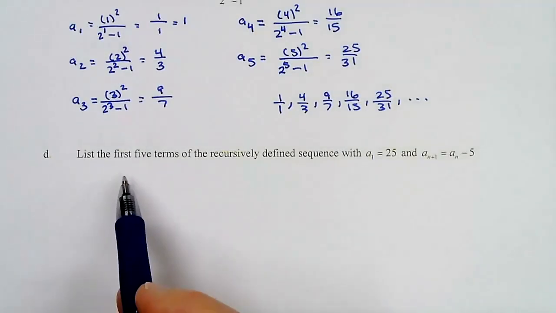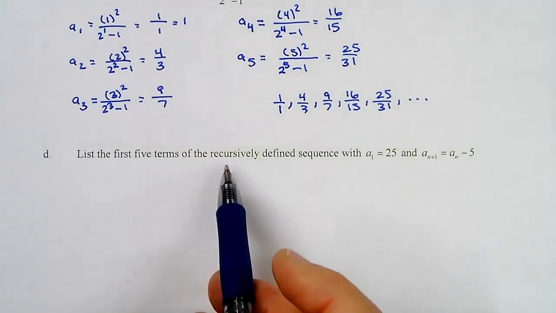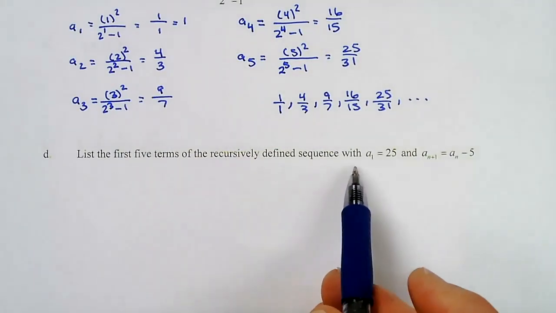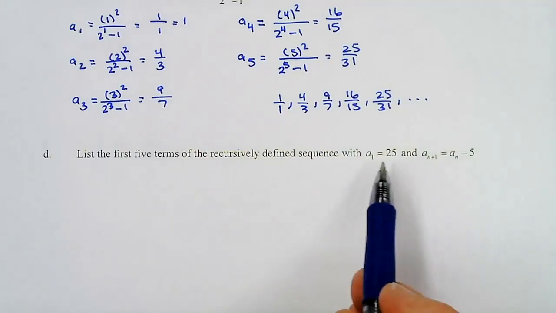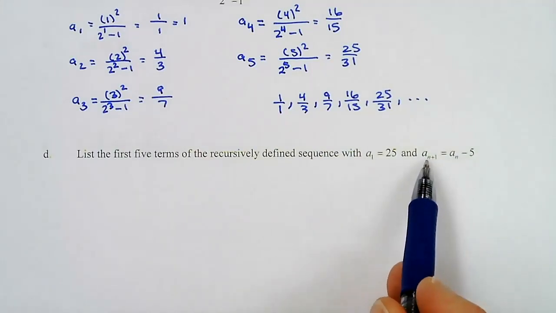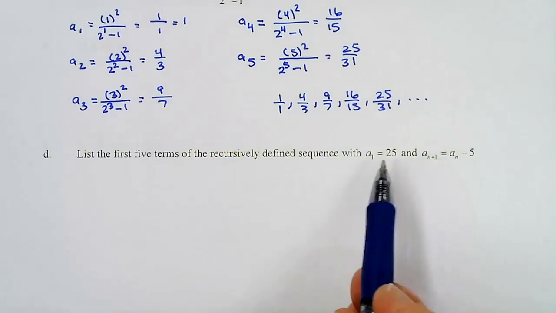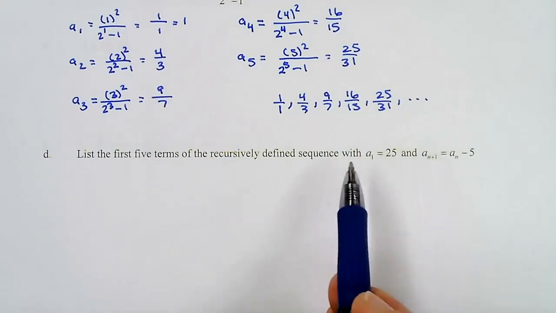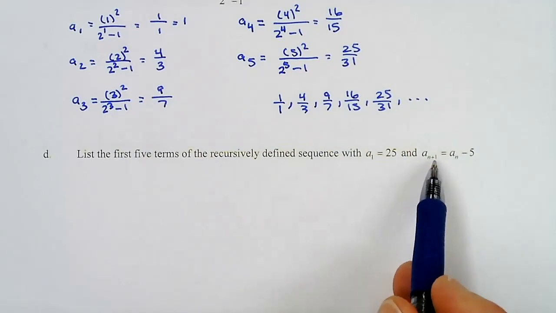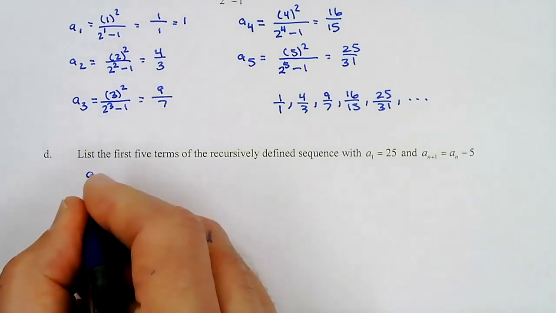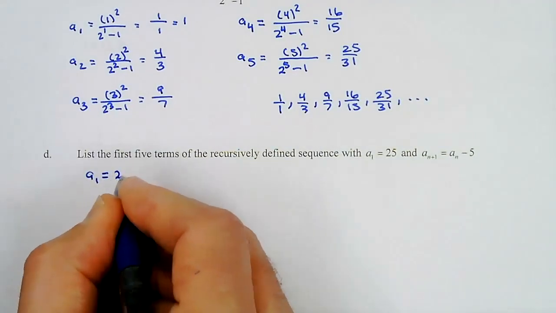For part D, we want to list the 5 terms of the recursively defined sequence with a sub 1 equals 25. If you look at this, this is the first one. This is a sub n plus 1, so this would be the next term. After you know one, you can get the next one. So a sub 1 is 25. Let's put that one because that is the first term.